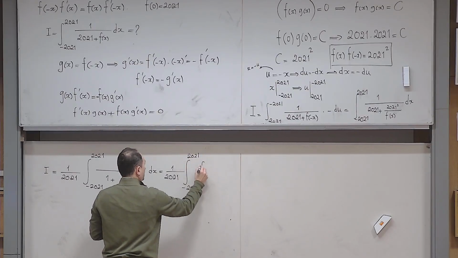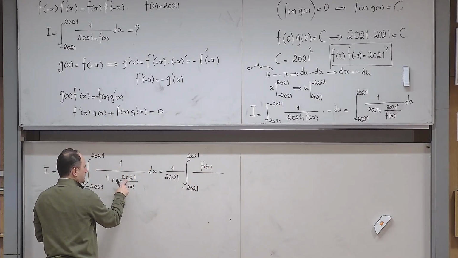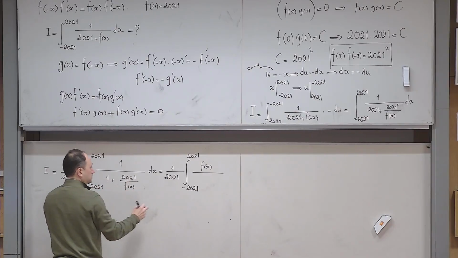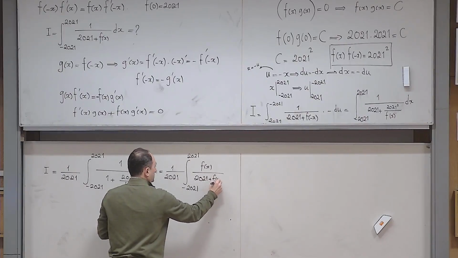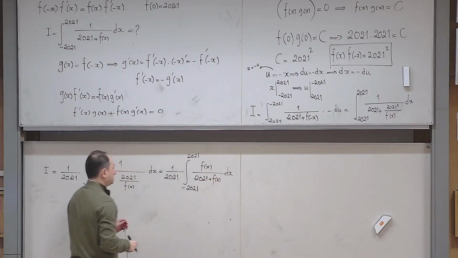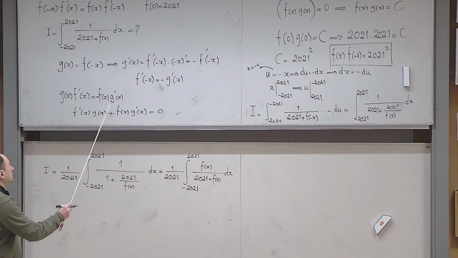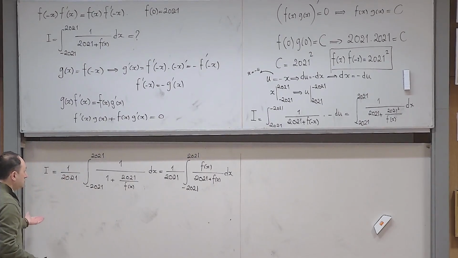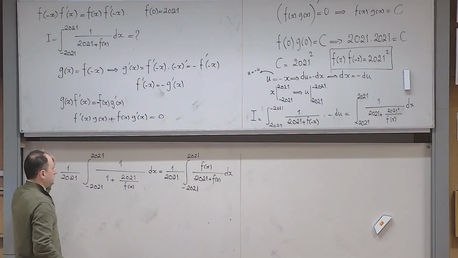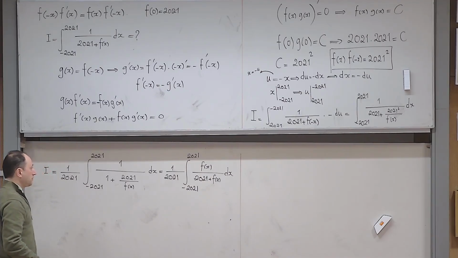Then I will have f of x in the numerator. This becomes f of x plus 2021. If you don't mind, let me write it the other way around: 2021 plus f of x. And then I have dx. Okay? So this is the integral that I want to calculate. I couldn't calculate it so far, but I was able to show that the same I can also be written in this form. Okay? So what does this mean?